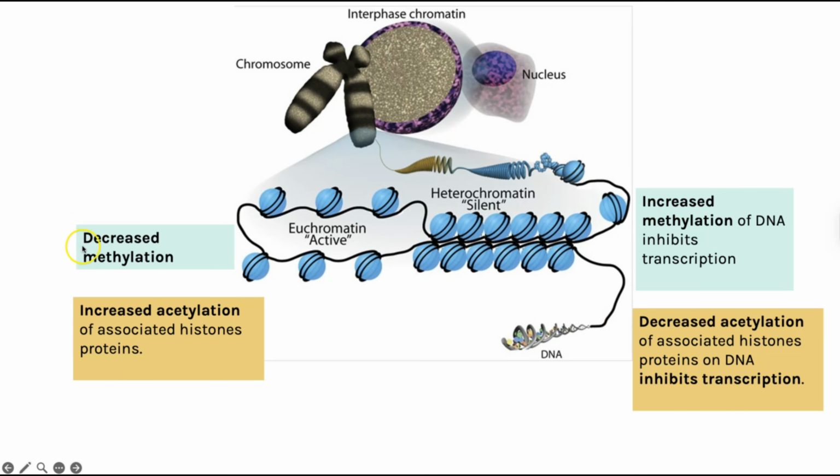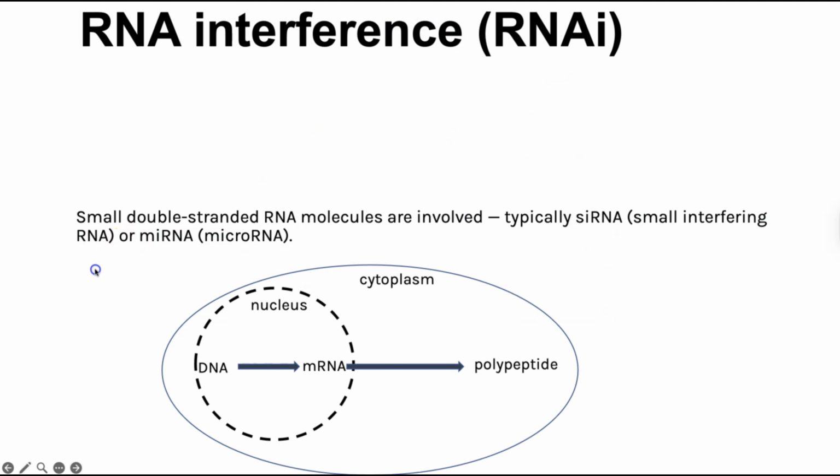Whereas if you have methyl groups removed, so decreased methylation or increased acetylation, then you get this complex where it is not as tightly coiled and the genes might be exposed so that transcriptional factors can bind, and that initiates transcription. Now, you can also have control of translation after transcription has happened and mRNA has been made.